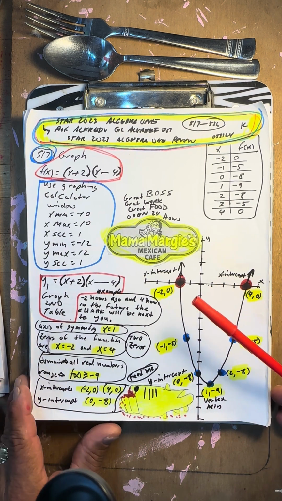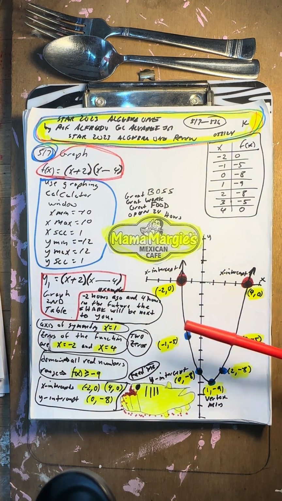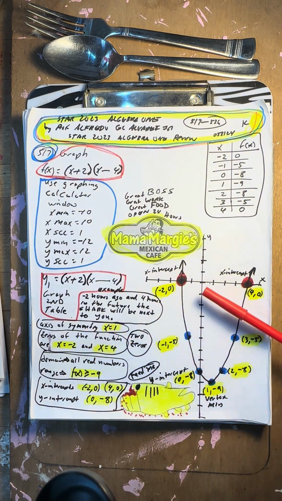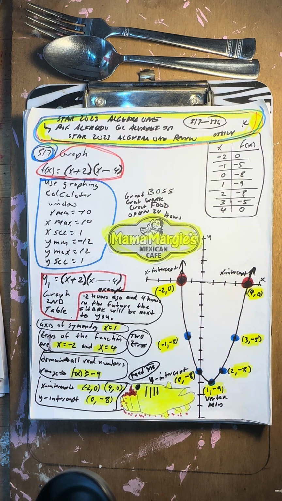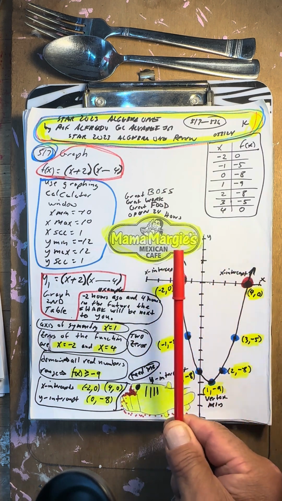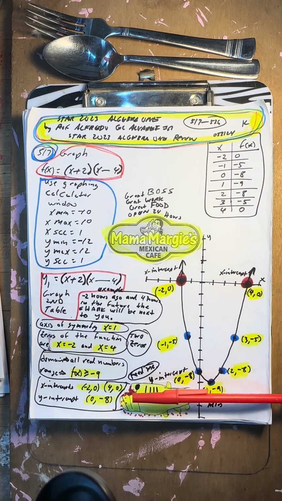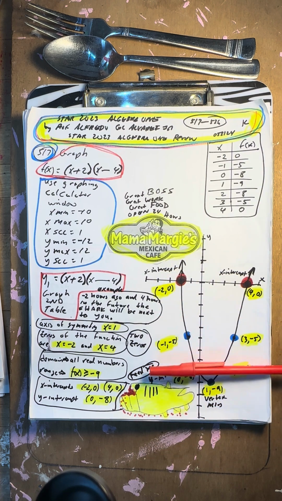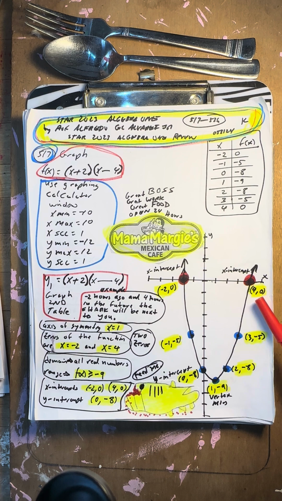So let's see what we know. Axis of symmetry is x equals 1. We know that the zeros of the function are at negative 2 and at 4. And the domain is all real numbers. And the range is f of x is greater than or equal to negative 9, going this way. X-intercept, negative 2, 0. X-intercept again, 4, 0. Y-intercept was 0 and negative 8.